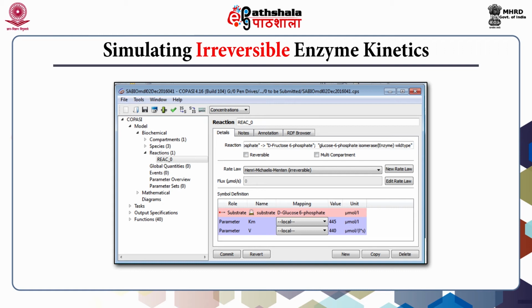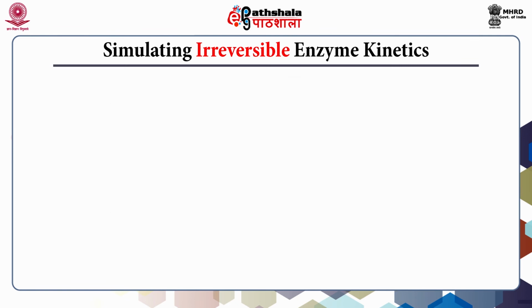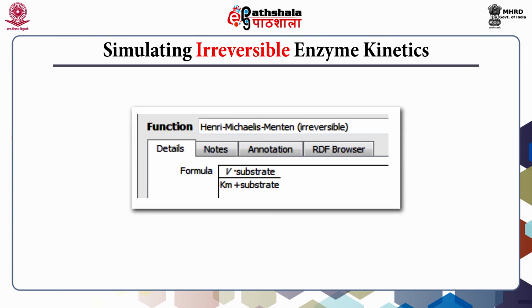Therefore, double click 0.1 for Km and set this Km to 445. Similarly, double click 0.1 for V and set the value to 440, which we downloaded or which we read in the literature. Now click the commit button again. Now click the edit rate law button on the right top corner of the working panel. This will display the Michaelis-Menten equation, the mathematical equation for irreversible kinetics.